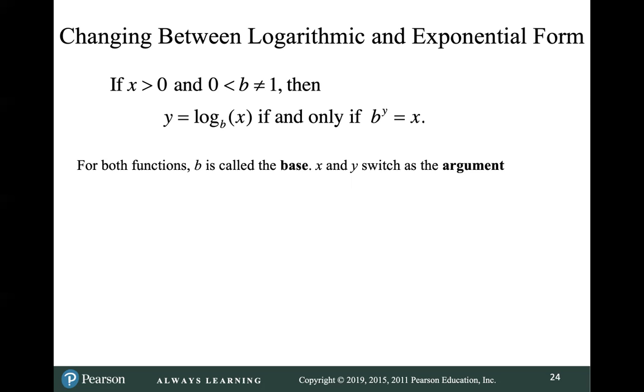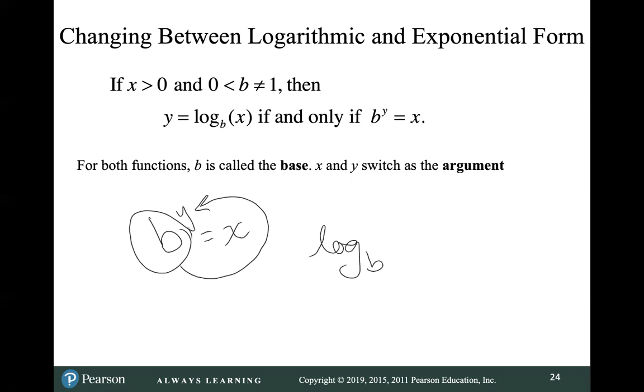Okay, so if we meet those conditions, then y equals log base b of x if and only if b raised to the y equals x. So how can we remember this? Well, b to the y equals x. If I take the base and I go around the equal sign, then we can write this as log base b. Always start with the base. And then we pass the x, so of x equals, pointing to the y.